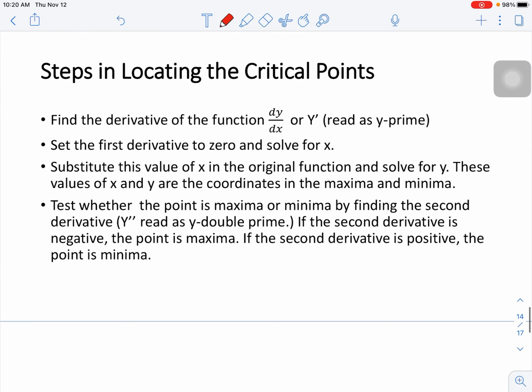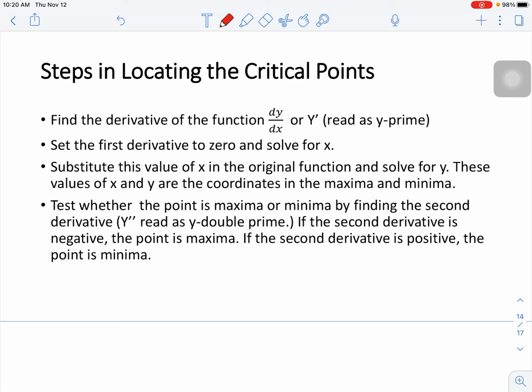The steps in locating the critical points: first is to find the derivative of the function. Then set the first derivative to 0 and solve for x. Then substitute this value of x in the original function and solve for y. These values of x and y are the coordinates of the maxima and minima.